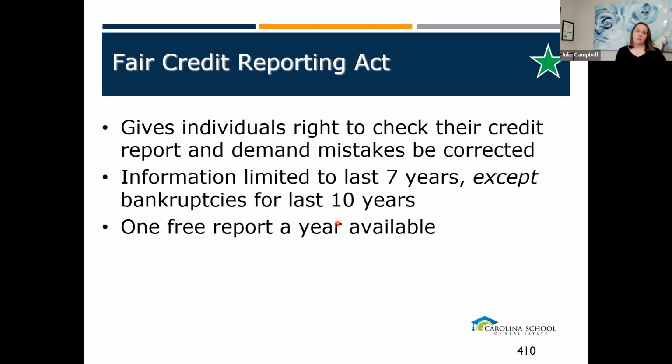There may be things on your credit report that you're not aware of. Don't let them pop up when you're trying to buy a home. If you find something on there that you disagree with, you can dispute it. A credit report goes back the last 7 years of your credit history, except bankruptcies, they go back a little bit further.